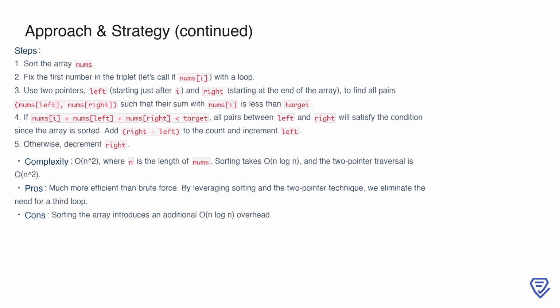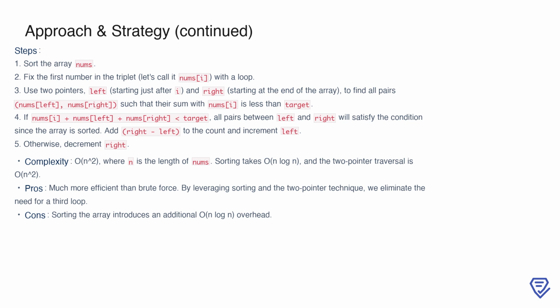Now, to address the inefficiency of the brute force method, we turn to an optimized two-pointer approach. The first step in this method is to sort the array, which allows us to leverage the sorted order for efficient pair identification. Once sorted, we fix one number in the triplet, starting with the first element. Using a loop, this fixed number becomes the foundation for pairing.